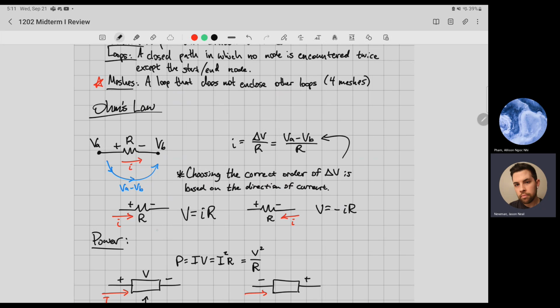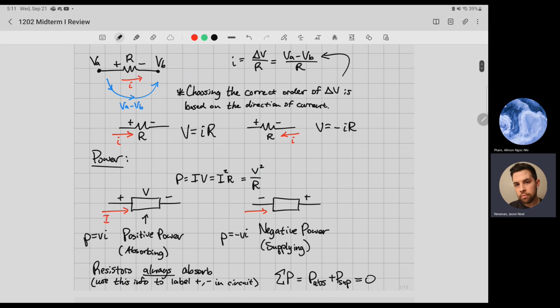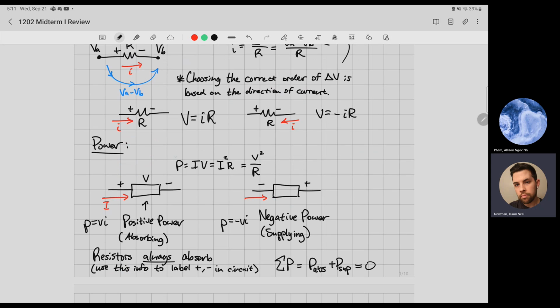In this case right here, we have a current coming into the positive terminal, or the positive side of the resistor. That means that V equals IR, just straight up like that. And if you have current coming into the negative side of the resistor, it's going to be V equals negative IR. And the same pretty much goes for power. These are your basic power equations right here.